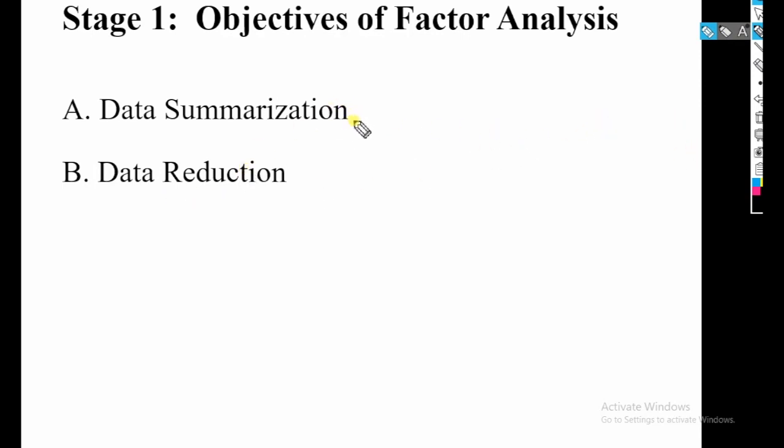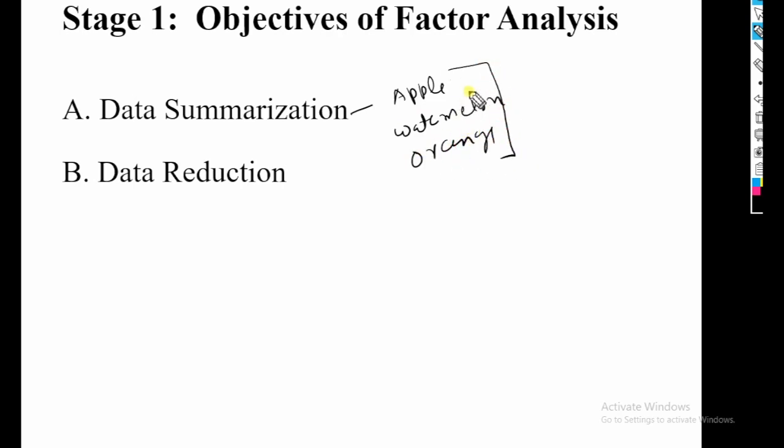Data summarization means we club the same nature of questions, like fruit. I am taking the example of fruit: apple, watermelon and orange. We club them and summarize under a name. So the common name is fruits. That is the purpose of summarization, and then there is data reduction.